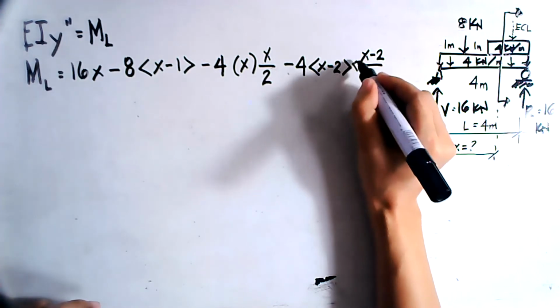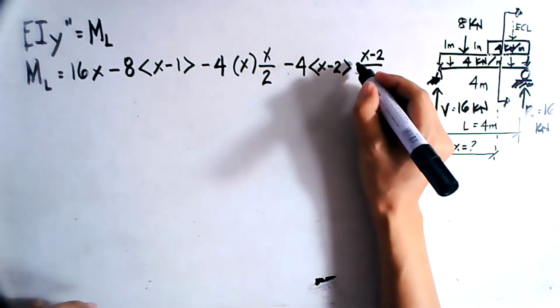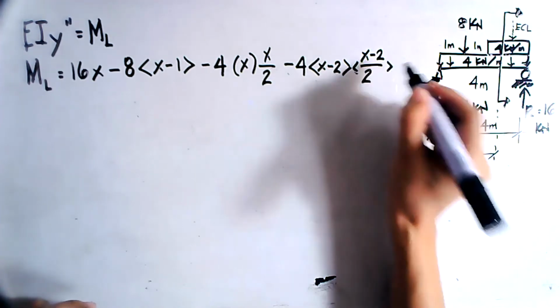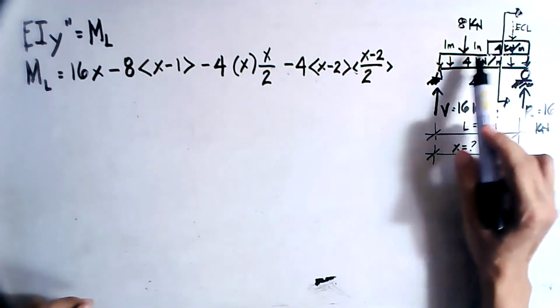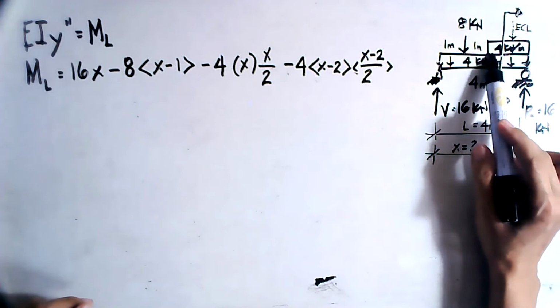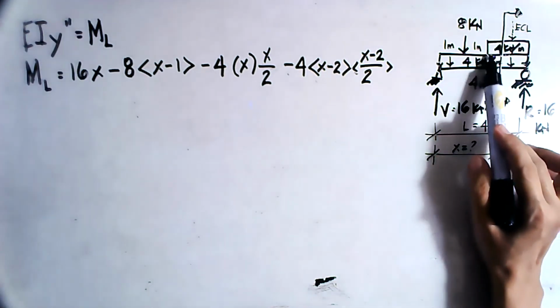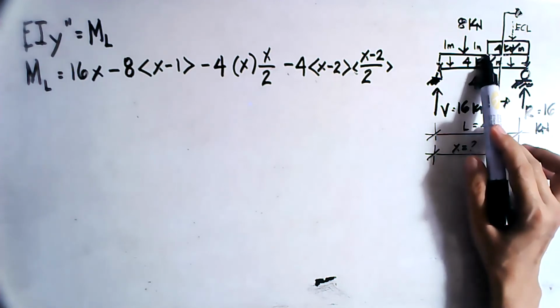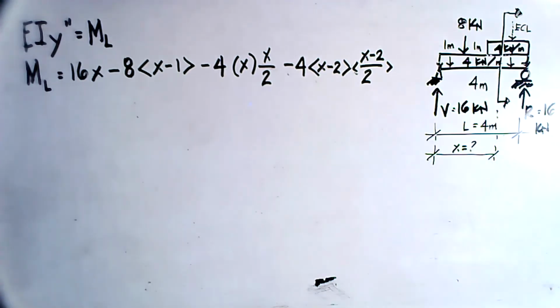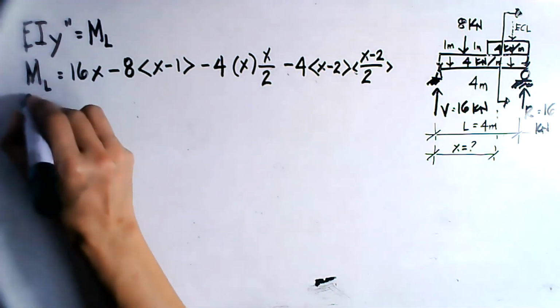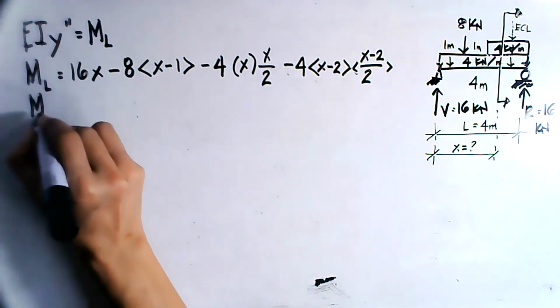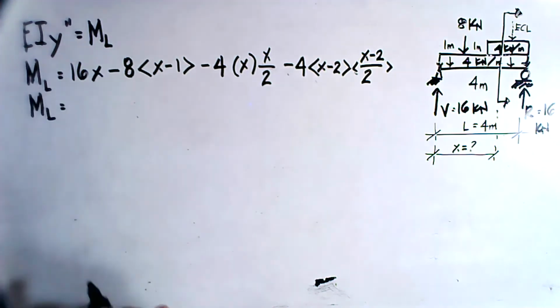The value of x minus 2 over 2 is the perpendicular distance of the equivalent concentrated load of 4 kilonewton per meter times x minus 2. So this will be our moment equation. Let us first simplify the moment equation.